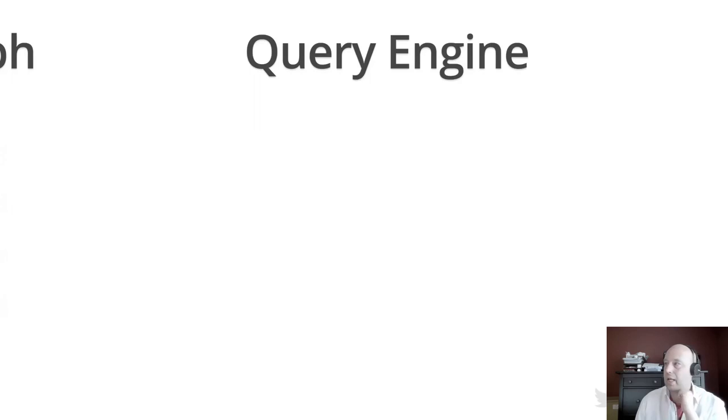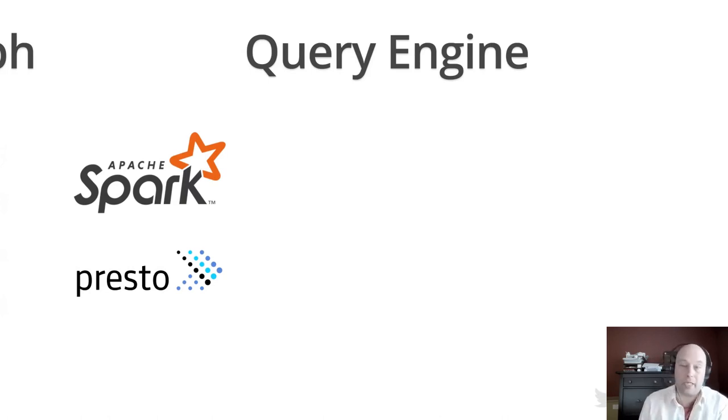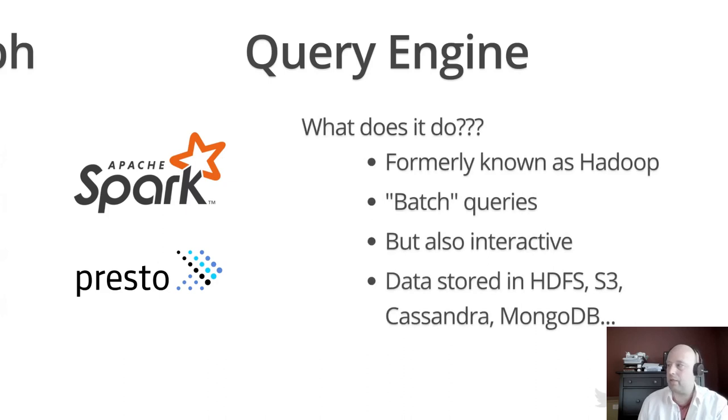Okay, query engine. I used to call this category Hadoop many years ago, but in reality, what people use today is Spark, which has more or less replaced Hadoop. And we shouldn't forget Presto, which is actually powering Amazon Athena, so it's used quite a lot. Presto was published by Facebook.